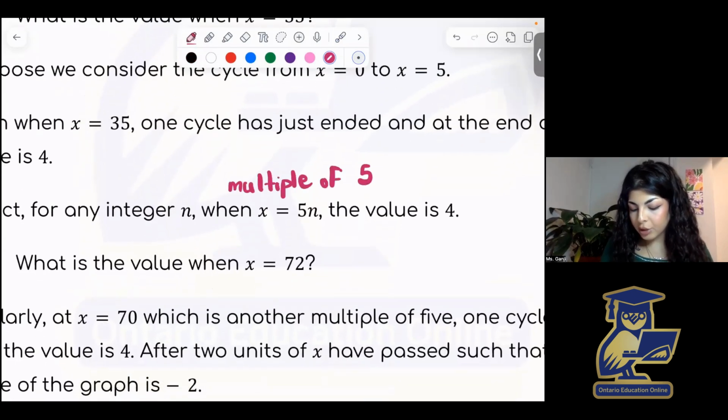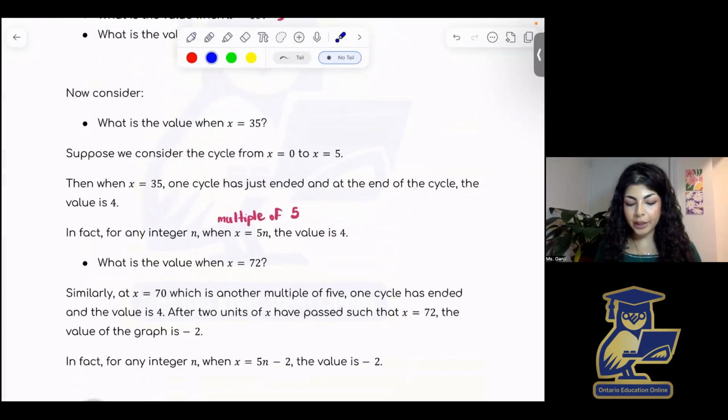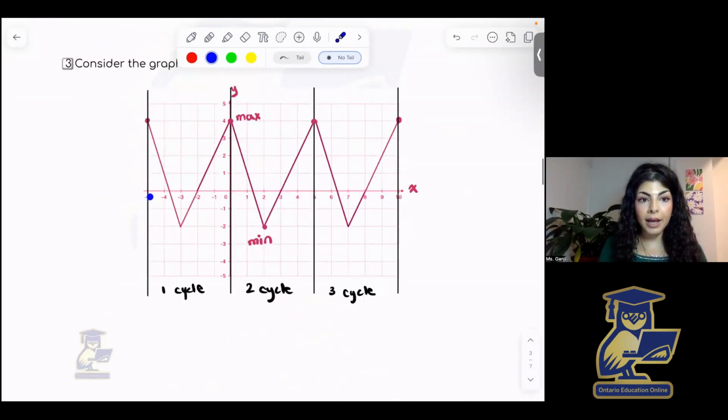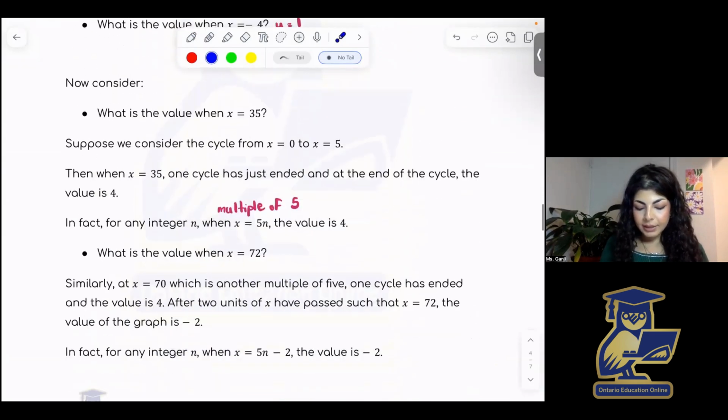And we do say integer because we also go in the negative direction as well. As we saw here, -5 has a value of 4. And if I continue, -10 will have a value of 4, and so on. Next, what is the value when x is equal to 72?